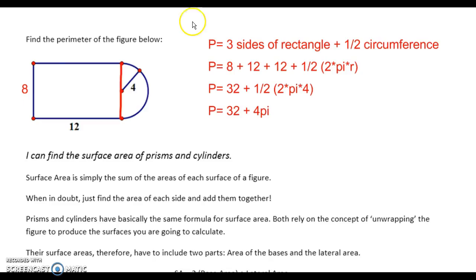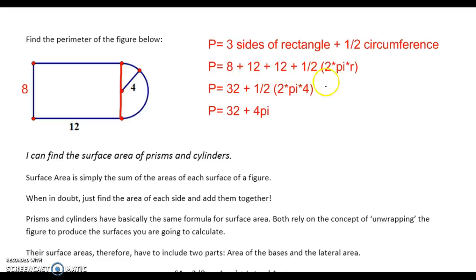We sometimes have much easier examples for perimeter. For example, here's a very irregular shape. When I look at this shape, I can see that I've got 3 sides of a rectangle and I've got half a circle. Well, the side of this rectangle here is really the same as 2 radii of this circle. So if the radius is 4, then this side must be 8. So to find my perimeter, I do 3 sides of my rectangle plus half the circumference, and my 3 sides are 8, 12, and 12.